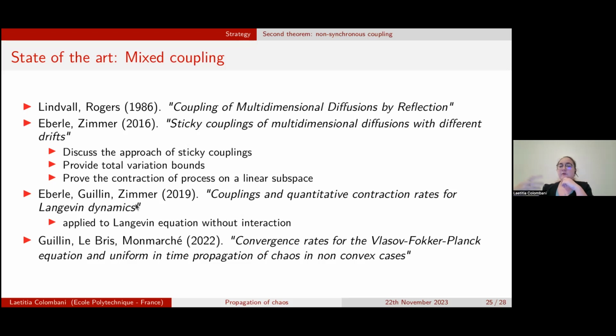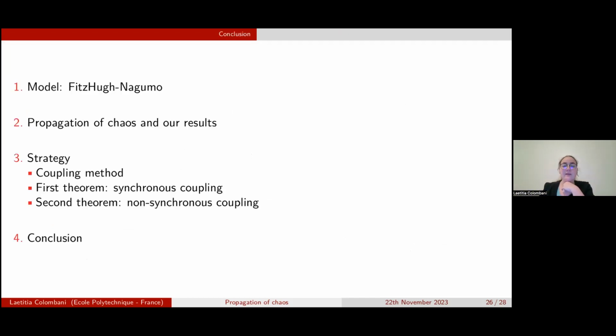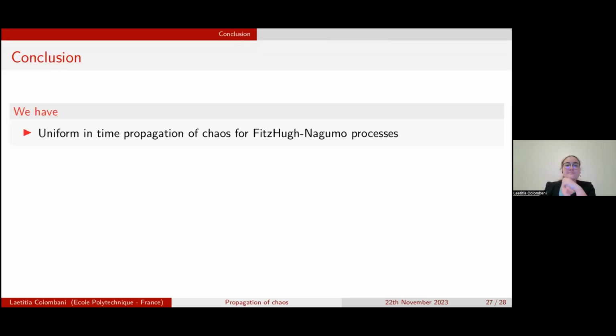Then Eberle, Guillin, and Zimmer worked on some mixed coupling for Langevin equations. And my co-author Le Bris, with Guillin and Montmarché, worked also on these couplings in some context in which FitzHugh-Nagumo were not included because of the cubic term. So to conclude, we obtained the propagation of chaos for FitzHugh-Nagumo processes, but more importantly, the uniform in time propagation of chaos when the interaction is small enough.